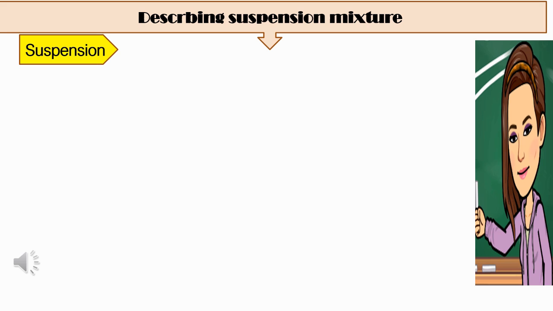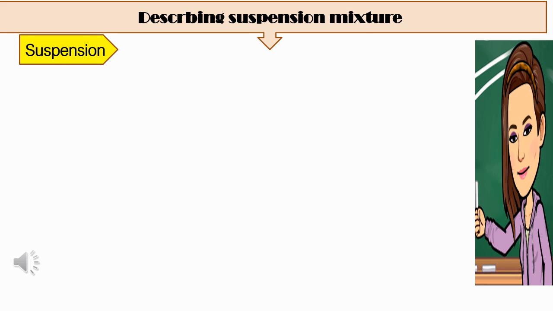How about suspension? Earlier, you discovered that the particles of suspension mixtures are visible to our naked eye. Okay? Now let us discuss about suspension. What is suspension, class? Suspension is a heterogeneous mixture which has particles that do not completely dissolve and settle down at the bottom.